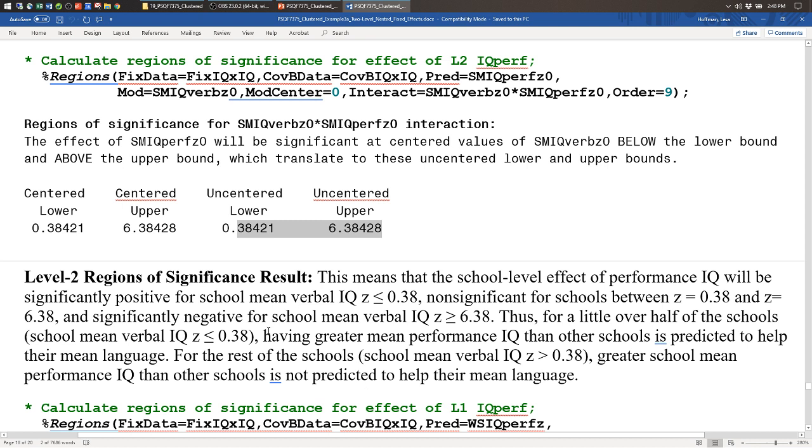So the inference is that about half of my schools, those with a z-score greater than or equal to 0.38, are going to have a significant effect of performance IQ. For the other half, once you get enough verbal IQ, the effect of performance IQ doesn't matter.